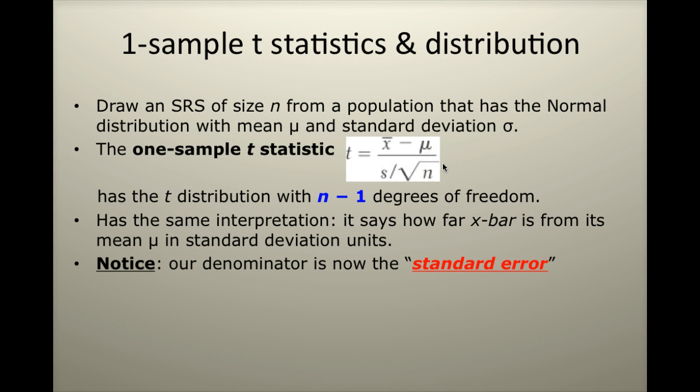Now, when we use our sample standard deviation rather than sigma, we have to deal with something called degrees of freedom. Remember, degrees of freedom is n minus 1, n being your sample size. Now notice our denominator is standard error now. Notice that we have an s instead of sigma, which is why we refer to that as standard error, not standard deviation anymore.